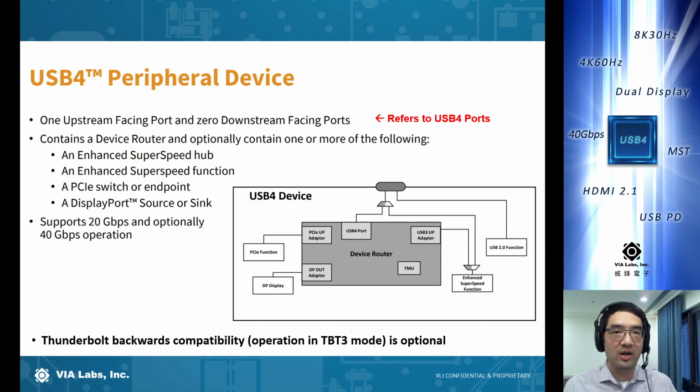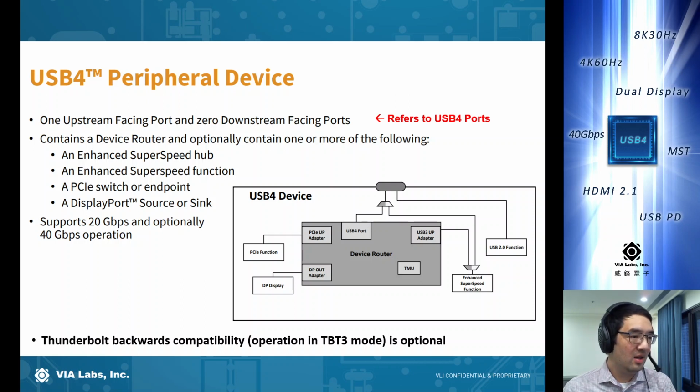So the first class of product we'll say is a USB 4 peripheral device. This is also where our VL830 falls in. Our VL830 has a single USB 4 upstream facing port, and we don't have any USB 4 downstream facing ports. We do have USB 3 downstream facing ports, but according to the spec definition, that's essentially an enhanced superspeed function. So USB 4 is a tunneling protocol. We take USB 4 in, we separate USB 3 out, and USB 3 goes to a USB 3 hub.